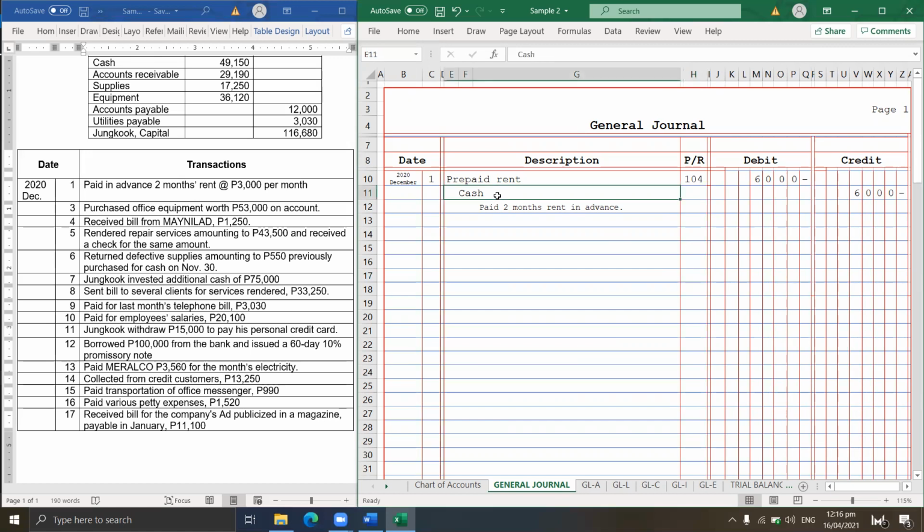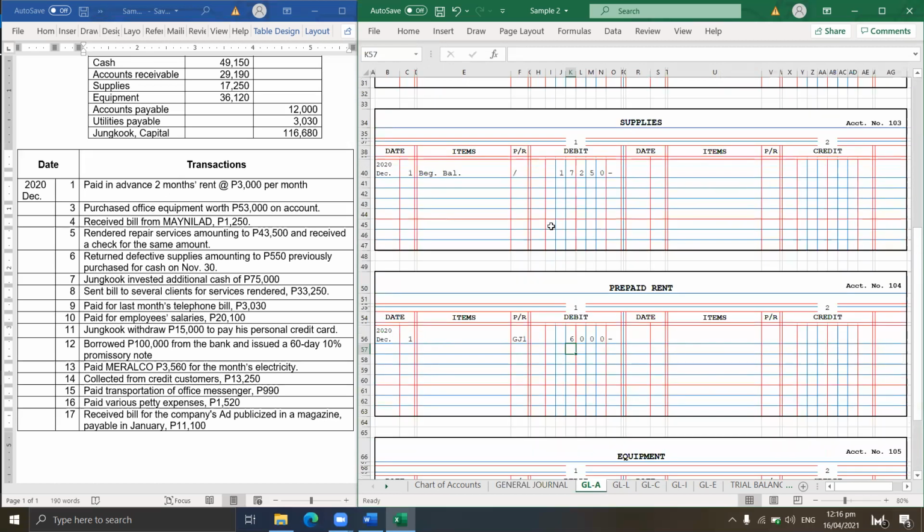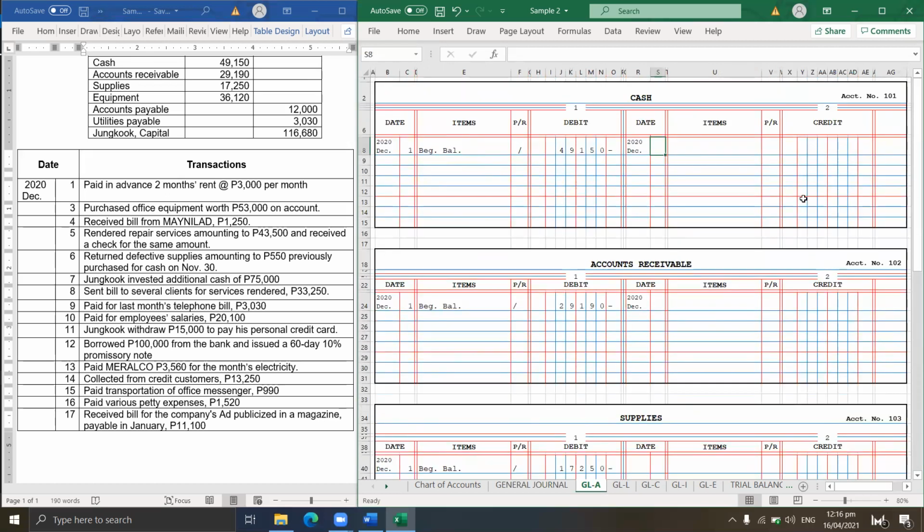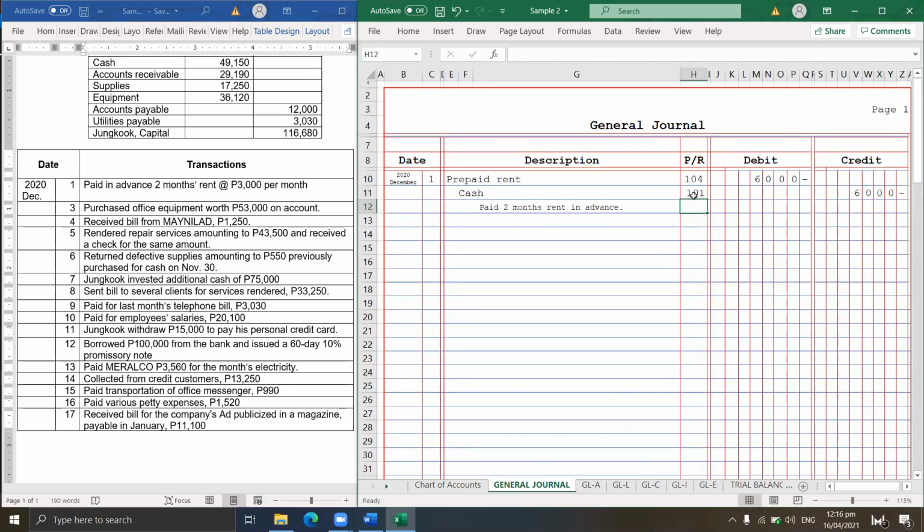Next would be the credit to cash, so credit to cash of 6,000. Let's find the ledger of cash. So we have December 1. No items. GJ page number 1, and that would be amounting to 6,000. After we post this, we go back to the journal to write the account number of cash, 101, for the posting reference. So we're done with the first transaction. We have fully journalized it and already posted it.